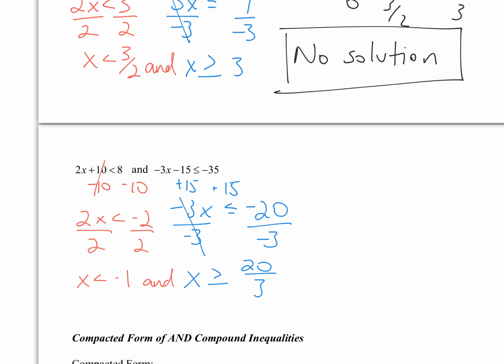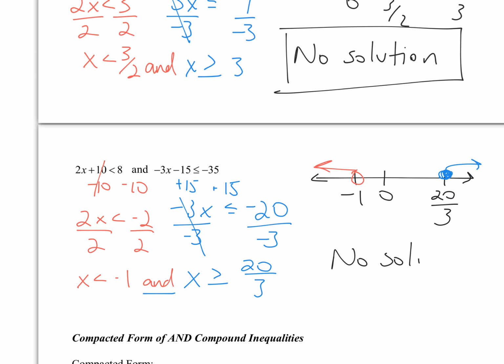So here's my solution. I'll put an and in there. Both have to be true. I need to write this as a compound inequality. Let me go to the number line. Here's 0, -1, and 20/3 is about 6.6. So I'll put 20/3 here. It has to be less than -1 and greater than or equal to 20/3. So we're looking for anytime they overlap because it's an and. Well, again, we have them that don't overlap at all. So there is no solution for this one.